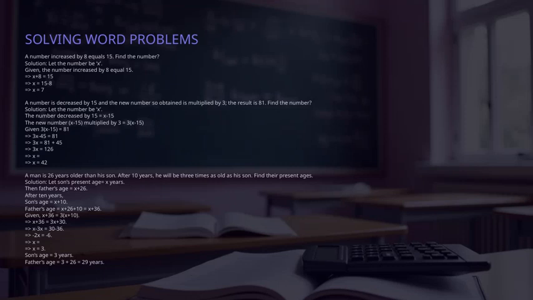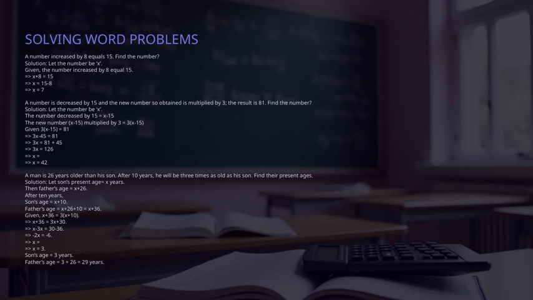Let's go through solving these word problems step by step. First, we have a problem where a number increased by 8 equals 15. To find that number, I'll let the number be x. The key here is translating the words into an equation. The number increased by 8 becomes x plus 8, and that equals 15. So x plus 8 equals 15. To find x, I subtract 8 from both sides, which gives me x equal to 15 minus 8, so x equals 7.